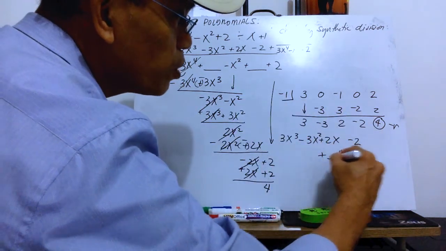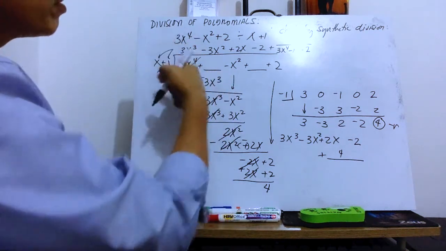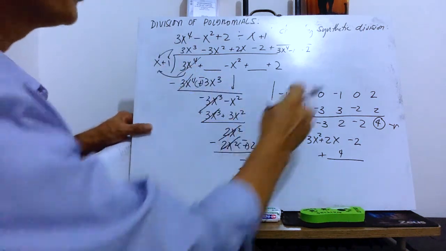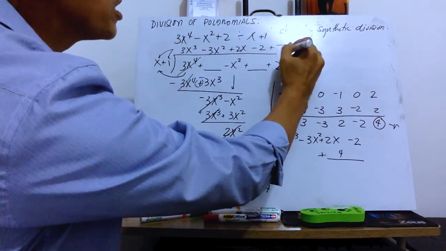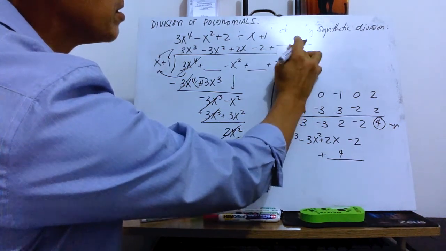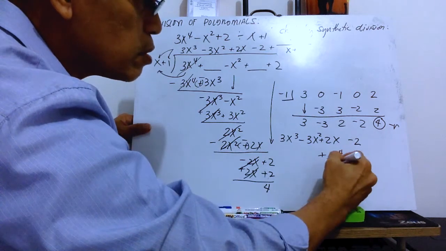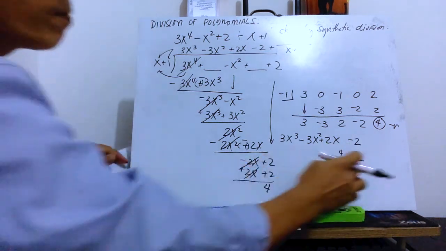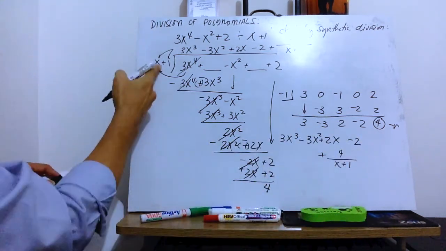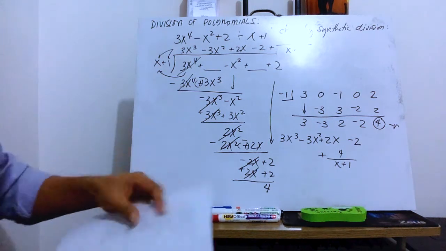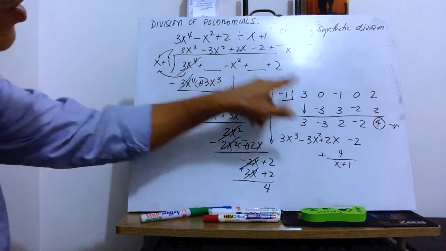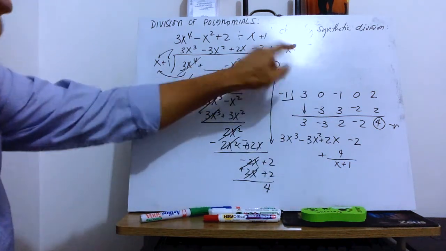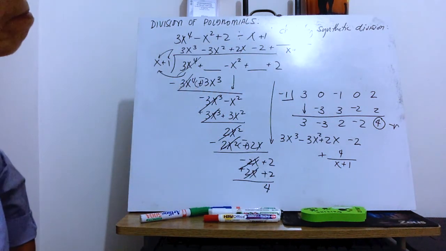Plus 4 over the divisor, which is, oh, sorry. Okay, sorry. This should be x plus 1. There. Okay, there you go. That's the divisor. So 3x cubed minus 2x squared plus 2x minus 2 all over x plus 1.